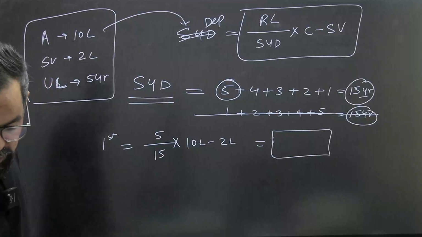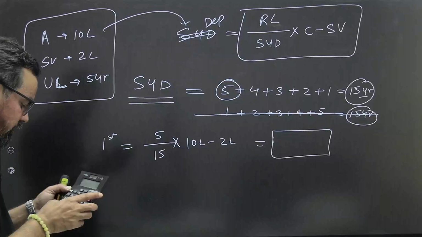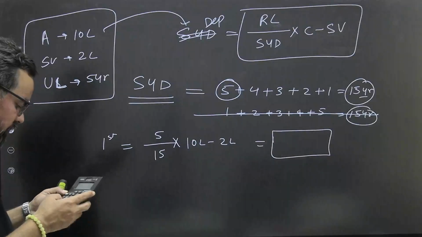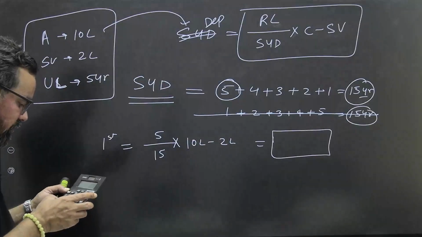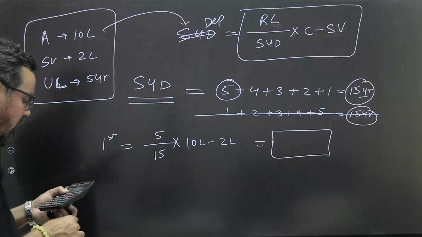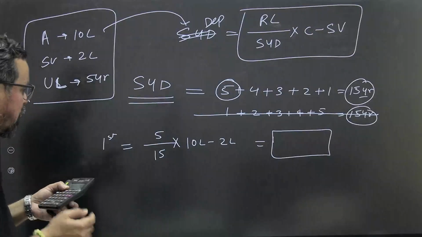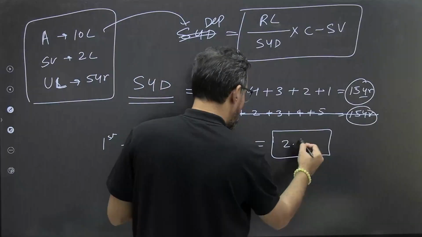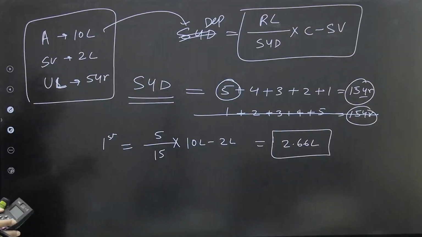So what will be your answer for this one? So 0.333 into 8 lakhs. So for the first year it will be 2.66 lakhs, 2.66 lakhs. Okay. First year depreciation will be 2.66 lakhs, 0.33 into 8 lakhs.